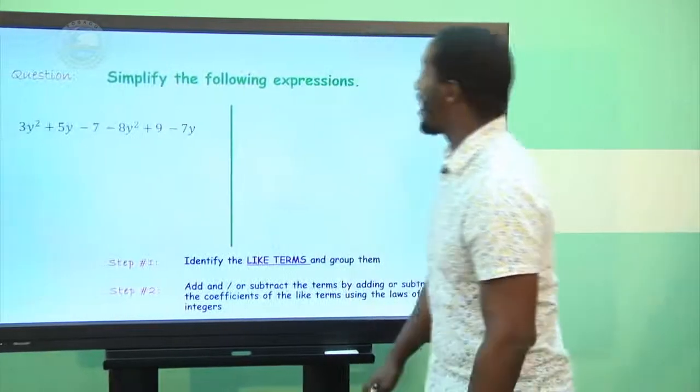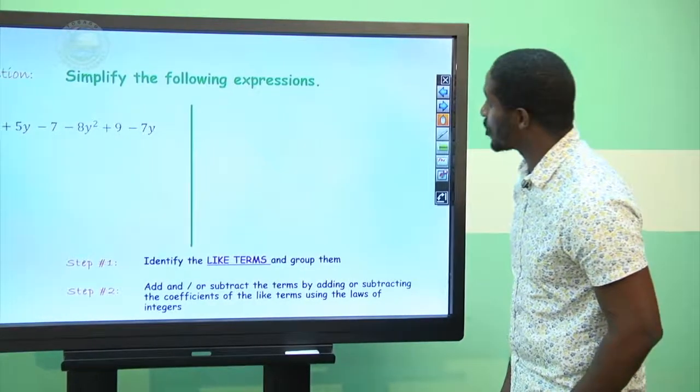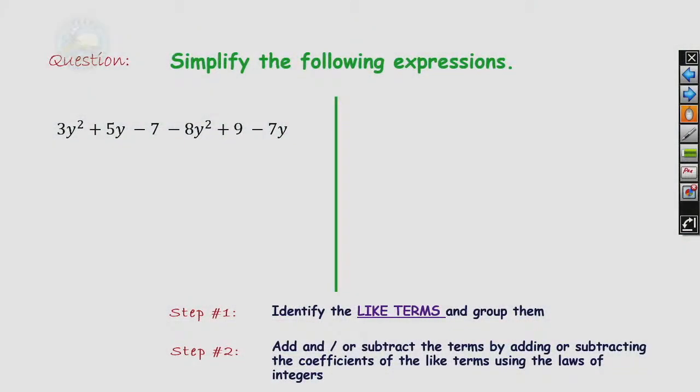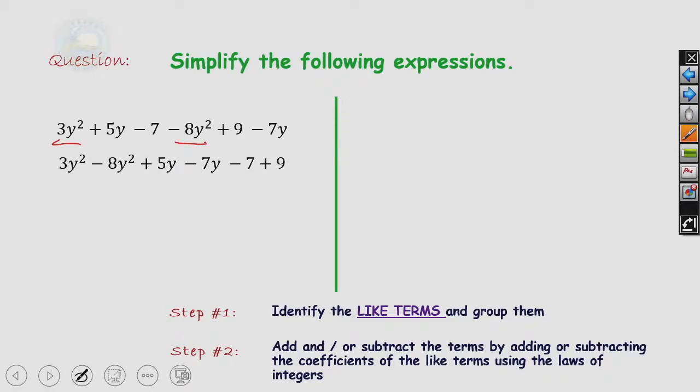So here we have a problem that involves some simplification of an algebraic expression where addition and subtraction is taking place. Step 1 says identify the like terms. What are my like terms here? 3y is a like term. My like terms here: 3y, like term, 8y squared like term, 5y like term, 7y like term. So what we are going to do is group the like terms together. Grouping the like terms together, we have 3y squared minus 8y squared. We say that these terms are terms in y squared. So all my terms in y squared are 3y squared and negative 8y squared.